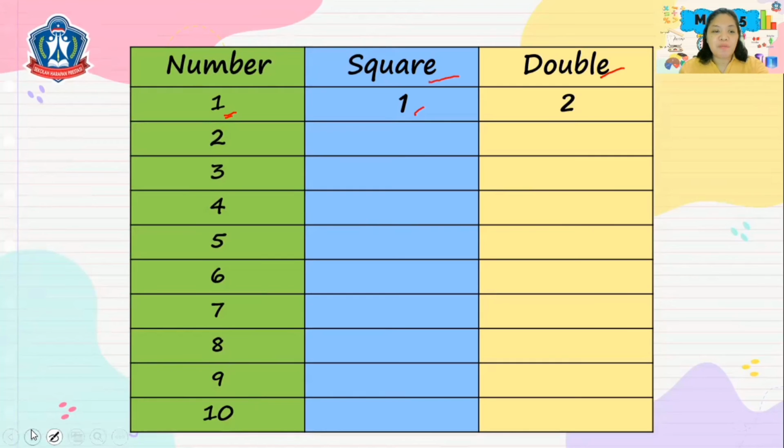How about number 2? What have you observed? The same number for the square and double, 4 and 4. How about number 3? We have 9 for the square and 6 for the double. How about number 4? The square is 16 and the double is 8. How about number 5? Yes, it's 25 for the square and 10 for the double. Okay, children, try to complete this table until 10 and let's discuss your answers during our Zoom meeting.